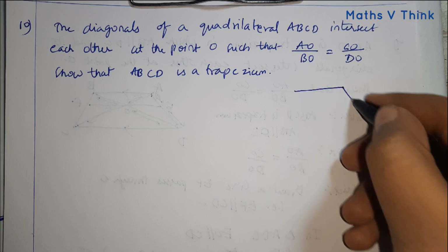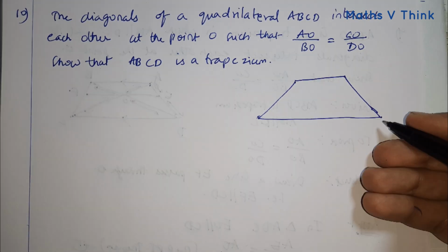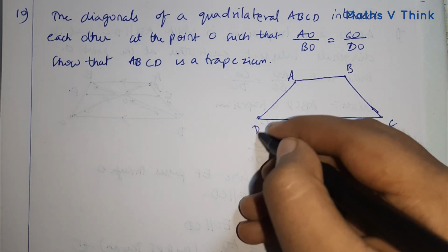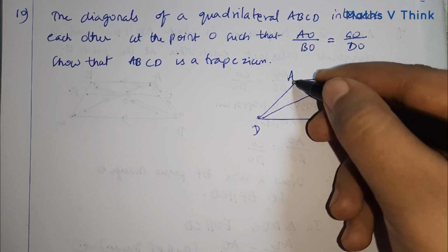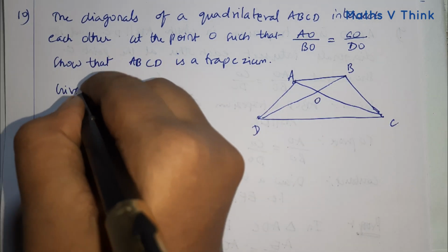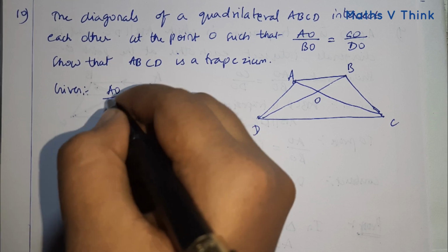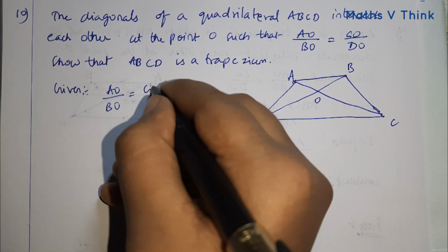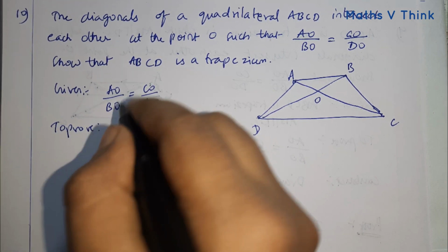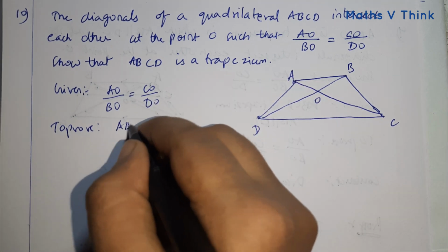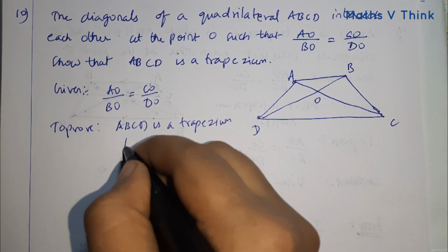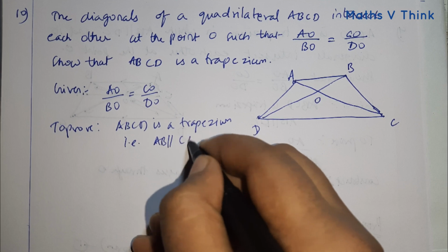So let's draw the diagram. Now we have drawn a quadrilateral ABCD and diagonals intersect at point O. Now write the given part. Given is AO by BO is equal to CO by DO. To prove, ABCD is a trapezium. That is AB parallel to CD.